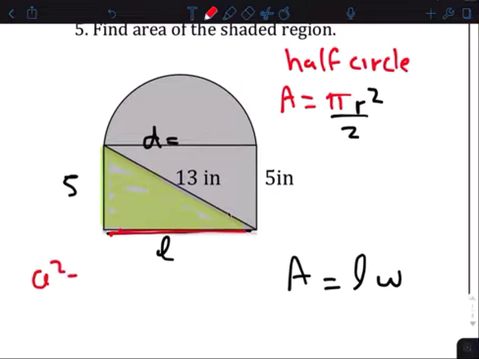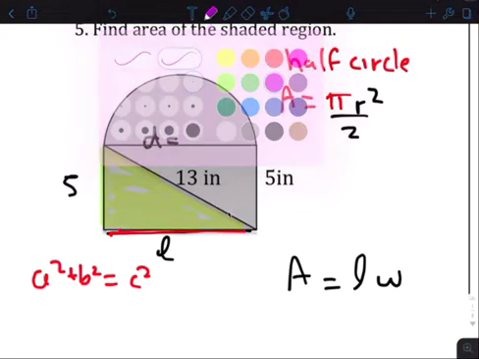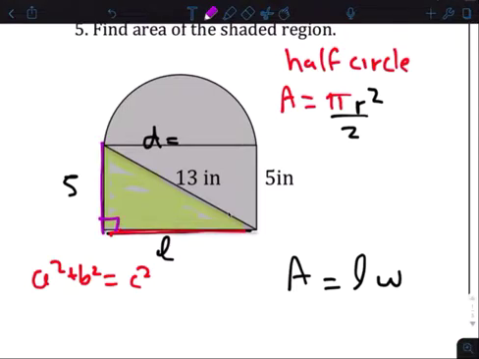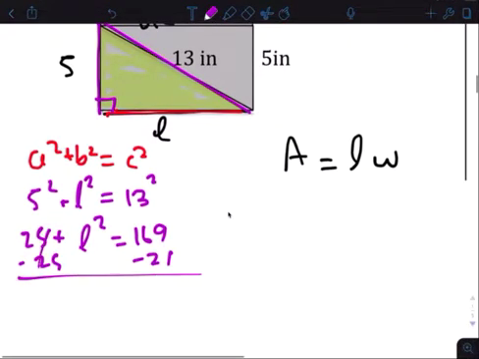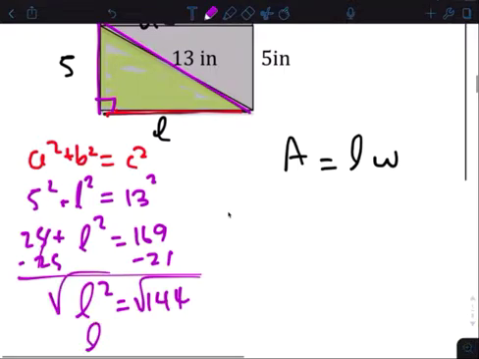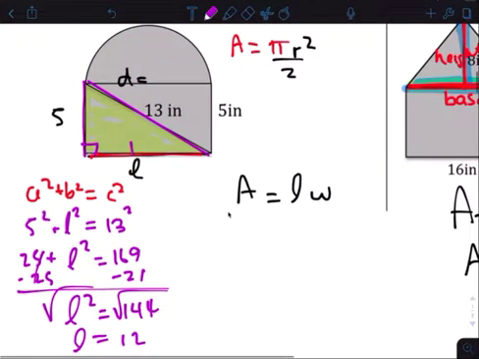So a squared plus b squared equals c squared. In this case, a is 5 squared, L is b squared, and c is this diagonal piece, 13 squared. You get 25 plus L squared equals 169. Subtract 25, you get 144. And then the square root of 144 is 12. Okay. So this length is 12, so the diameter is also 12.